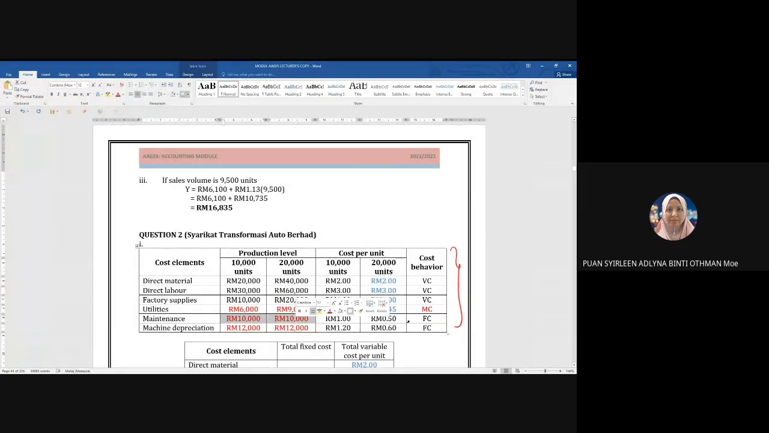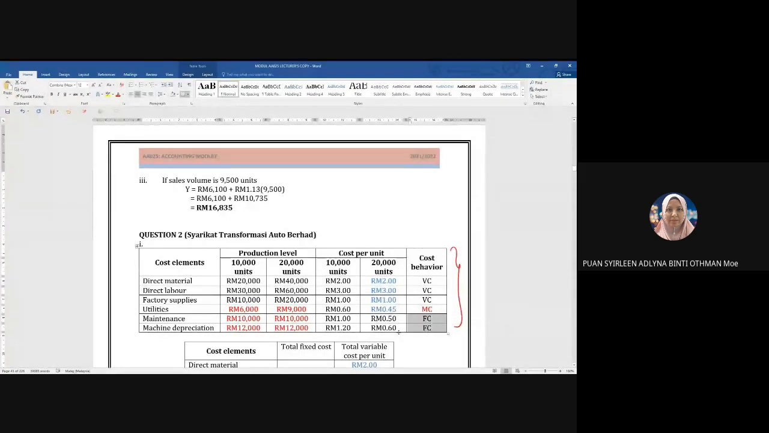So this is a fixed cost. Alright, so machine depreciation is also the same. In units, it is different. Okay, but in total cost, it is constant, the same 12,000, 12,000. So this is also another fixed cost.